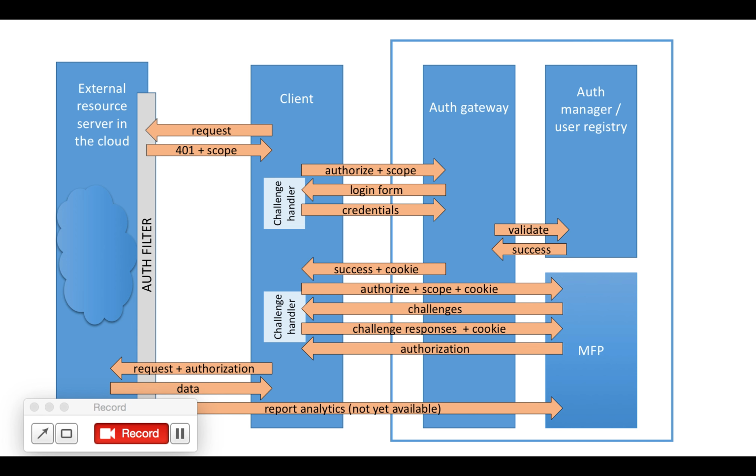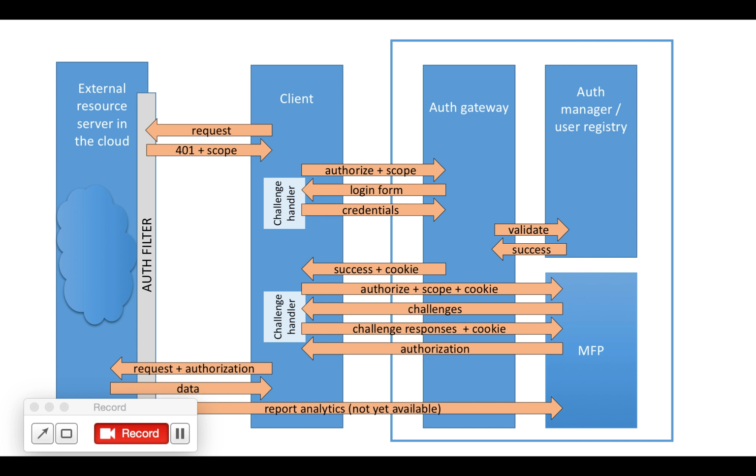Okay, so the gateway returns a login form. It intercepts the client request to get the authorization header and returns a login form. There is a challenge handler on the client side that knows how to take care of that, okay? So the challenge handler obtains credentials and returns them to the authentication gateway, just submits the login form or does whatever is required. The authentication gateway knows how to validate those credentials with an authentication manager or a user registry of some kind, like an LDAP server. And eventually, the authentication gateway will return a cookie to the client.